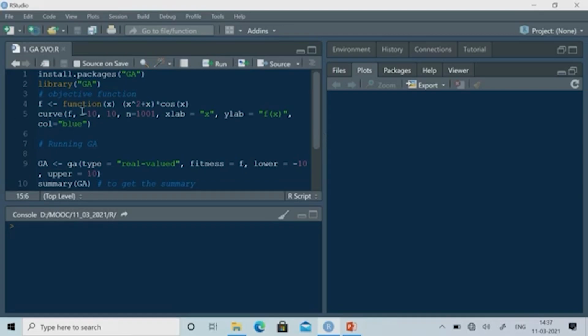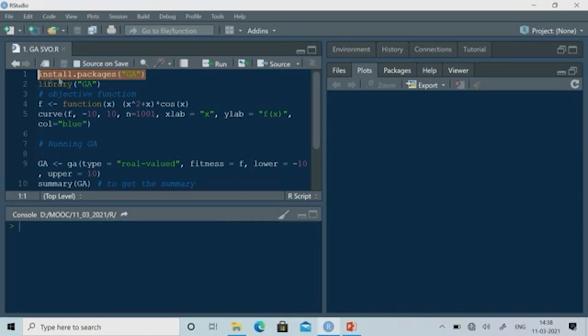So, I have given the code here. There are only 14 or 15 lines of code. So, I will explain all these lines one by one. So, the first line is that I have to install the GA package. Okay. So, the GA package is required, and the name of the package is GA. So, therefore, you have to install this package.